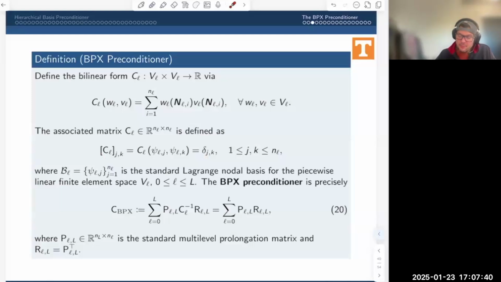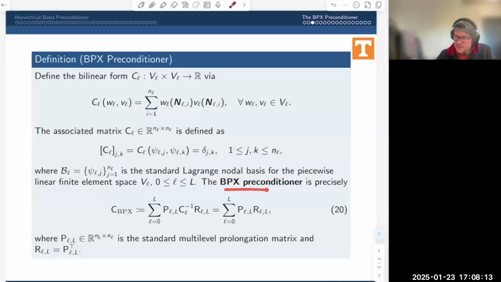And I just wanted to point out in my notation here, these are the basis elements for V_L. Before, when I was talking about the hierarchical basis, there were two bases floating around, so I had a W and a V as superscripts. I can drop the V in the superscript now because there is only one basis. I'm going to drop the hierarchical space of functions, the W's, so I don't need the superscript at all. I'm just going to use the standard Lagrange nodal basis for the piecewise linear finite element space V_L.